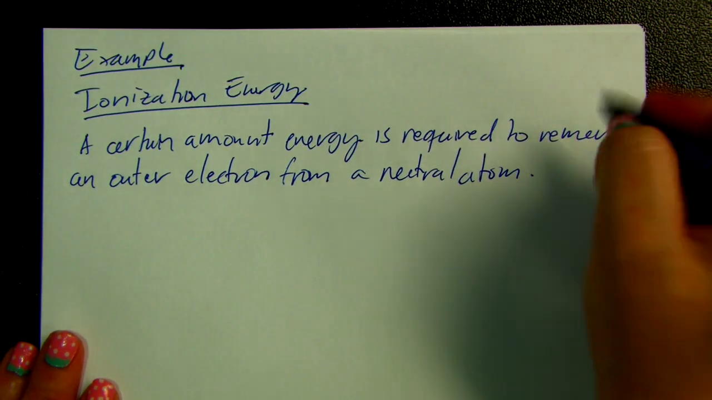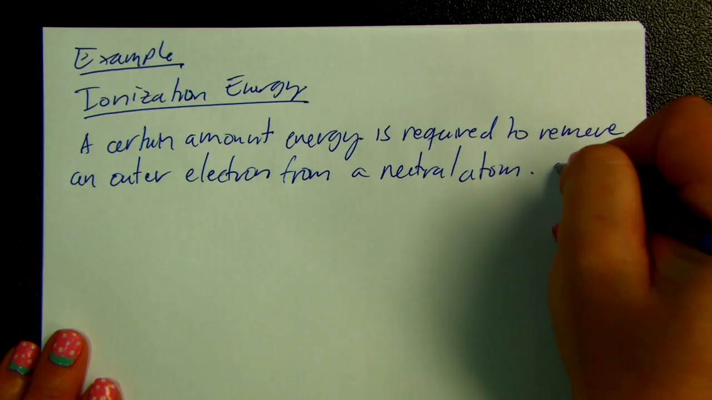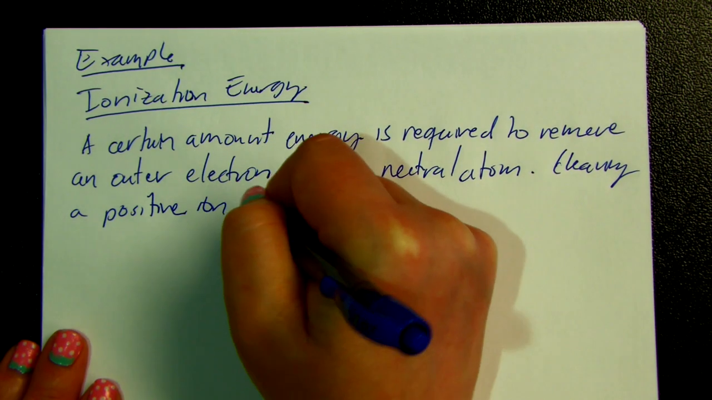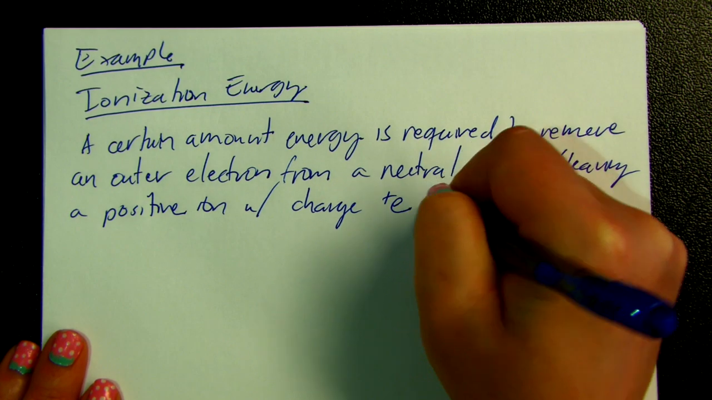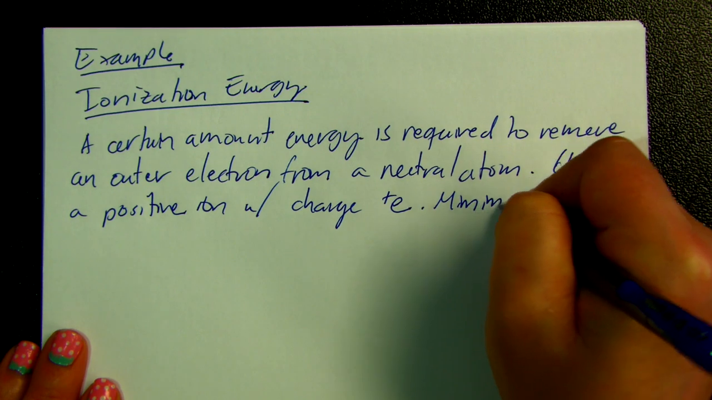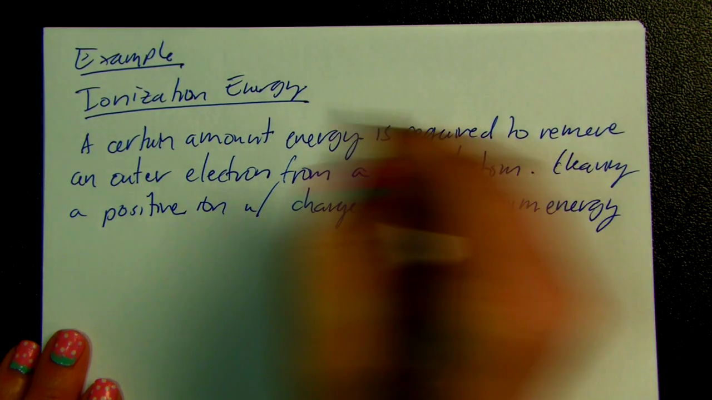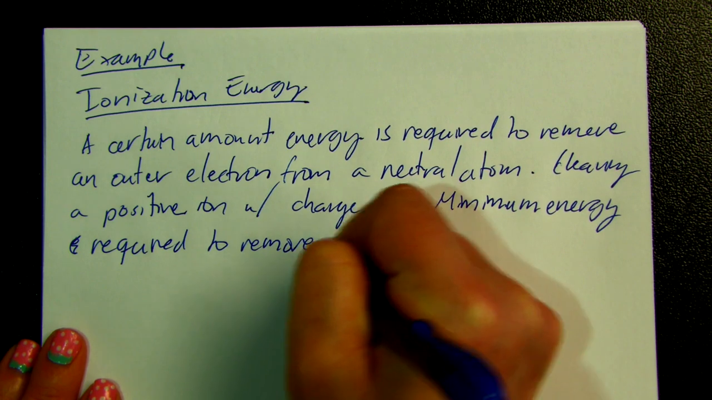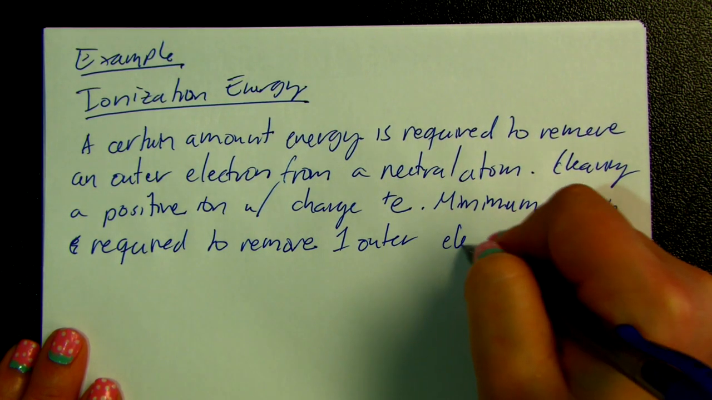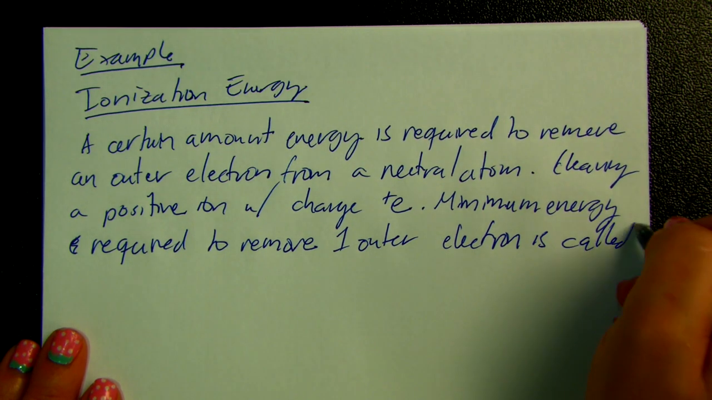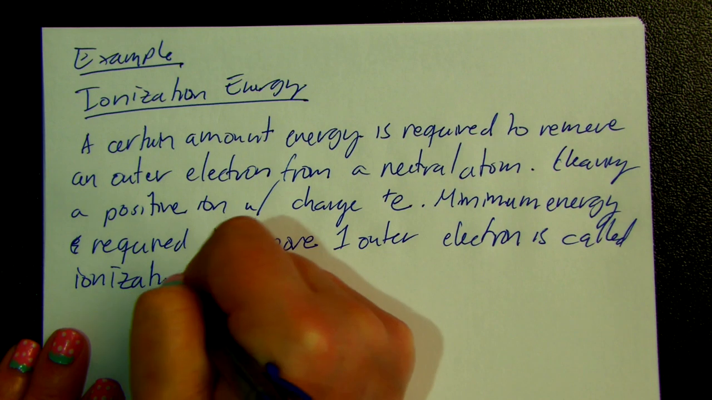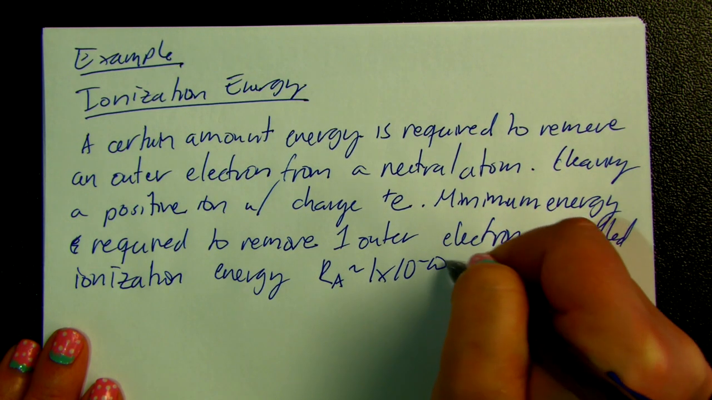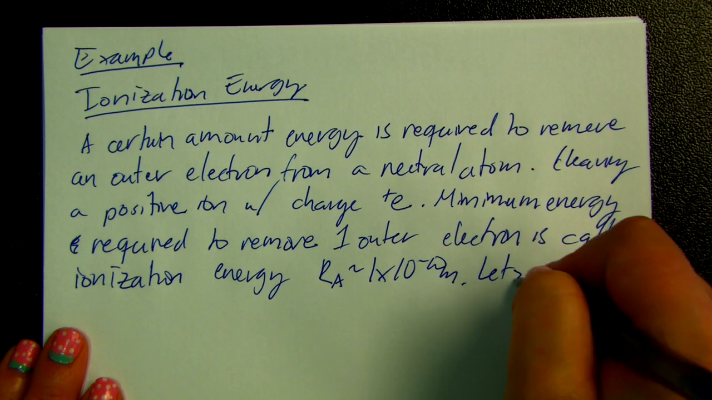Okay, so we have a positive ion with charge plus E. The minimum energy required to remove one outer electron is called ionization energy. Remember, the radius of an atom is approximately 1 times 10 to the minus 10 meters. So let's estimate this energy in joules and convert it to electron volts.